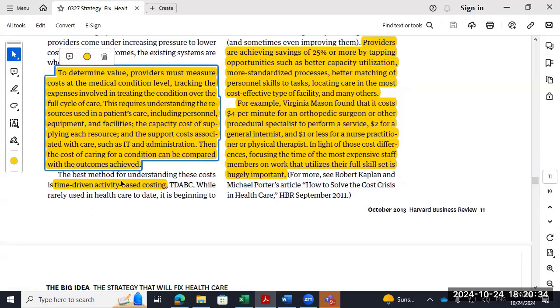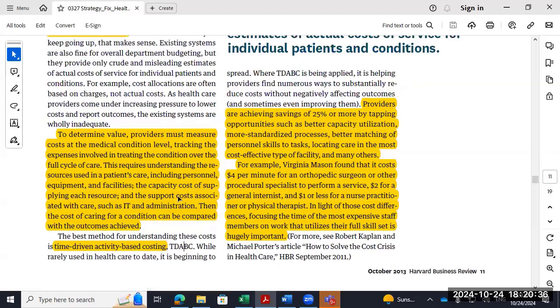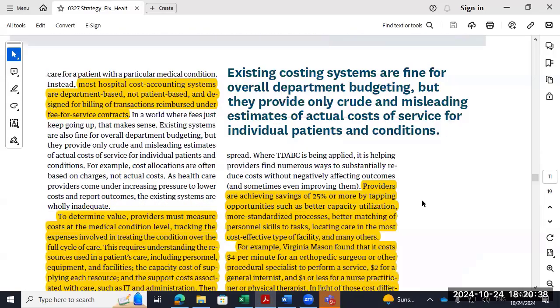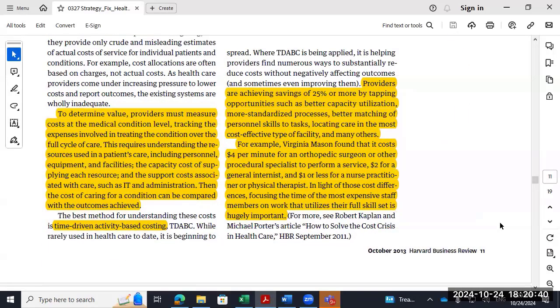So time-driven activity-based costing is really tough to do. You ask a surgeon, how much time do you spend on this or this or this? It's really hard to go back after a busy week, and most of them don't want to do that because these are high-paid professionals. They want to spend their time doing medical care, not filling out accounting forms.